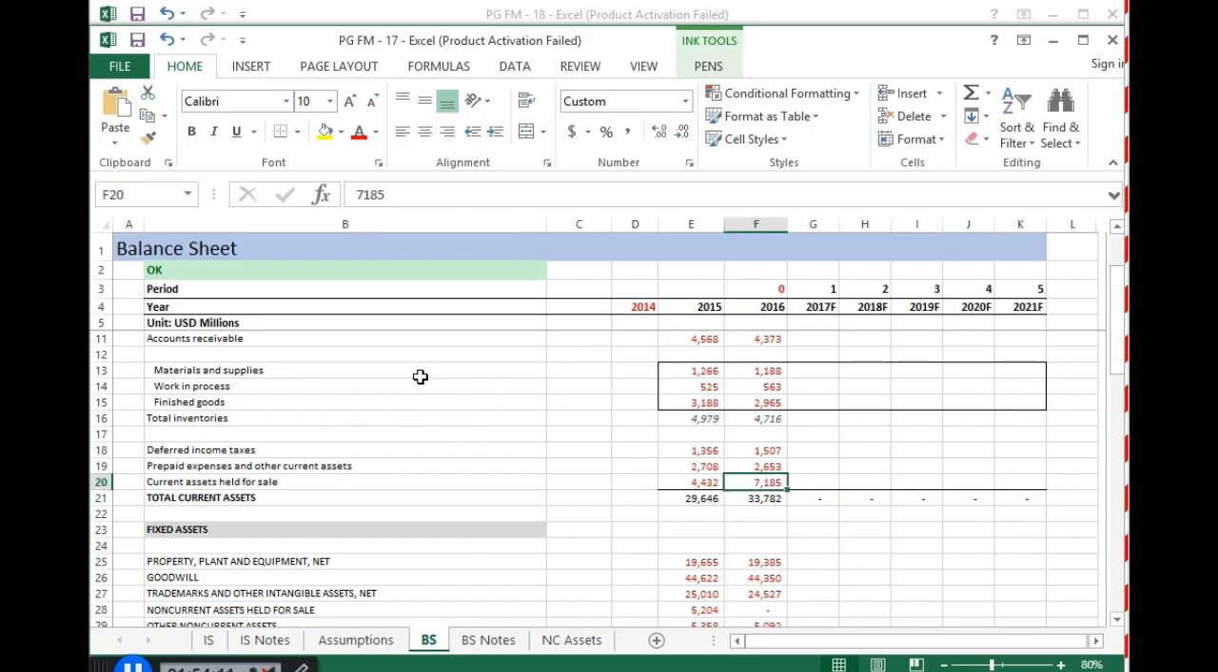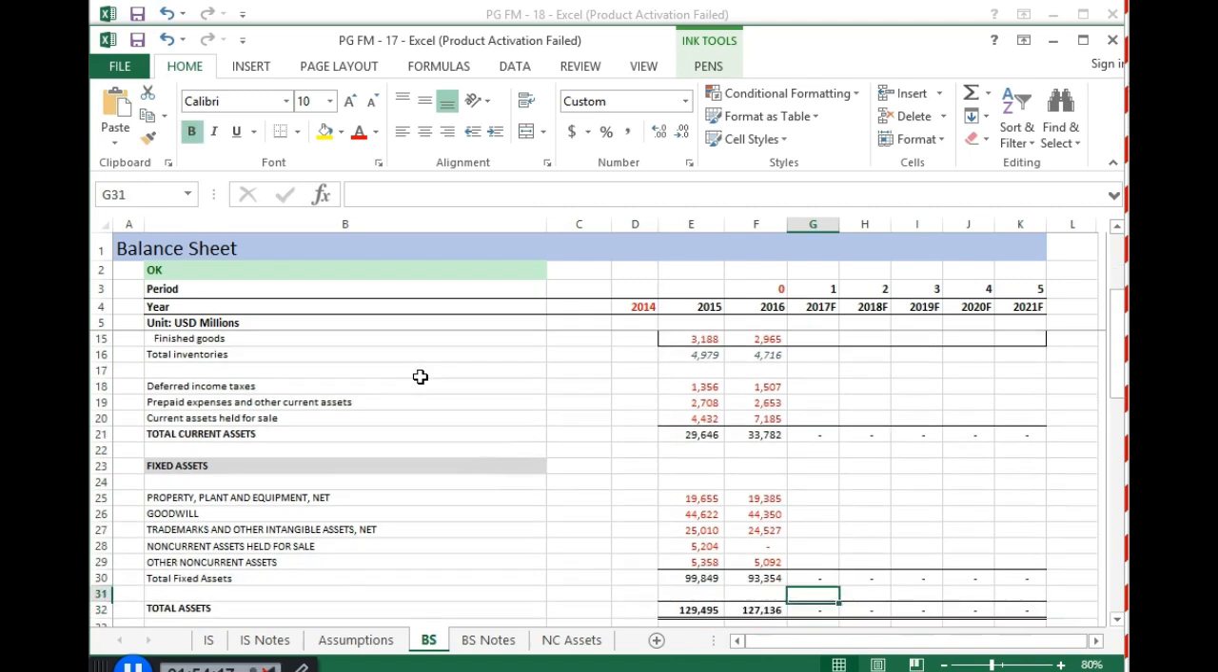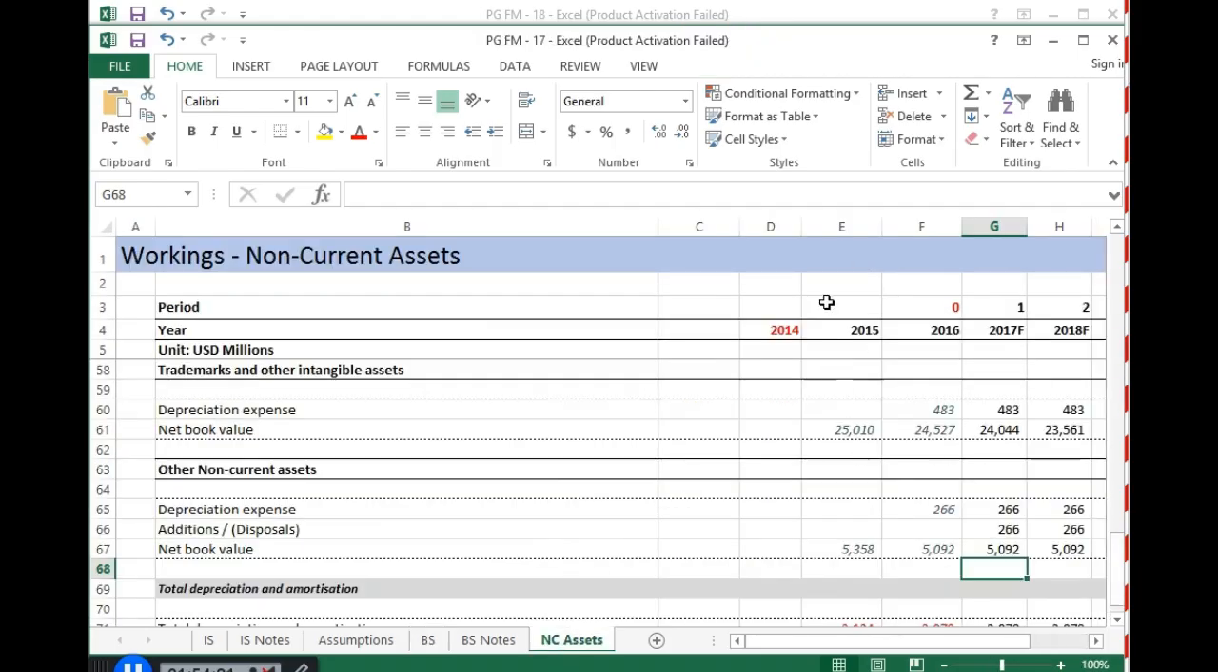So, current assets held for sale, some business or some asset that you have held for sale: state it as it is. Property, plant and equipment, we will do in the next class because then we will need to make a fixed asset schedule.